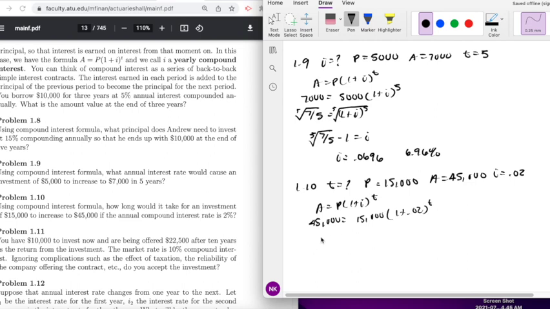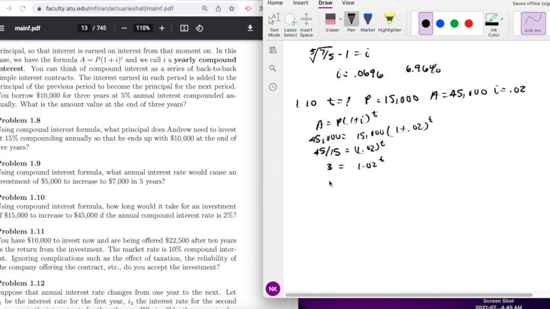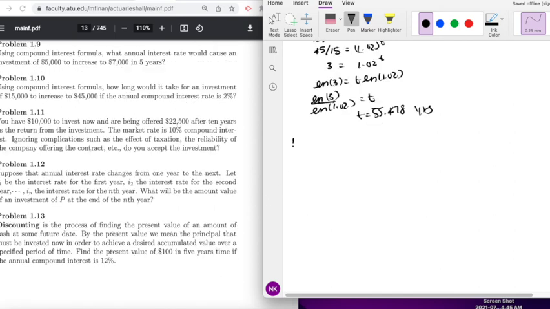Okay, so then we're going to divide by 15,000 first. So 45 divided by 15 equals 1.02 to the t power, which is 3. So we'll take the natural log of both sides. The natural log of 3 is equal to t times the natural log of 1.02, by the natural log rule, so we can bring that t down. So t is equal to the natural log of 3 divided by the natural log of 1.02. So then t is equal to 55.478 years.